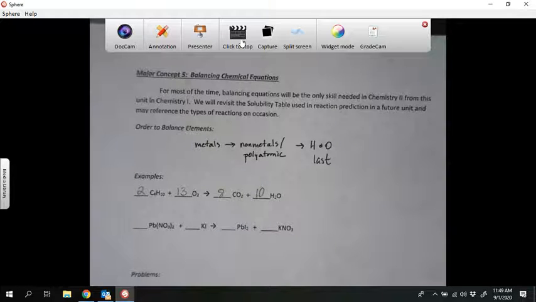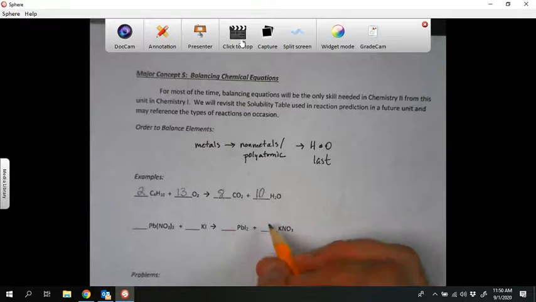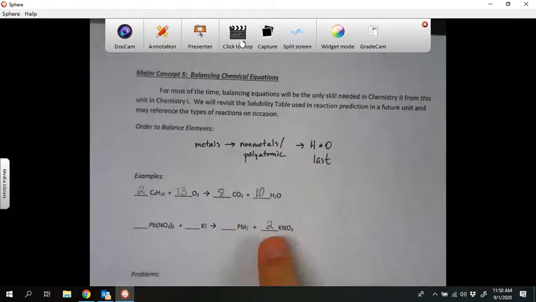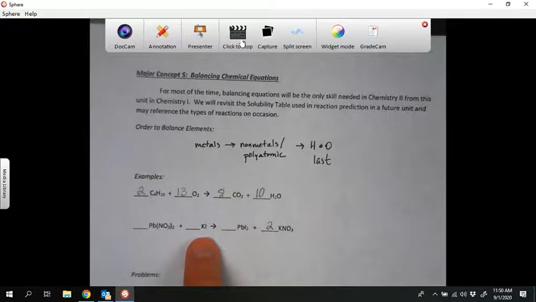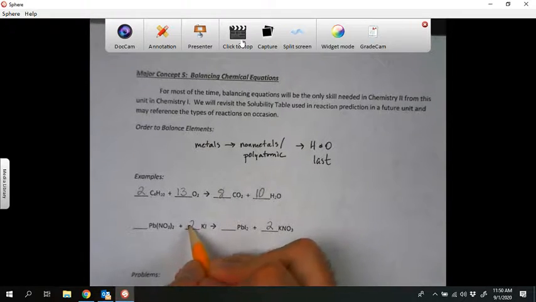So if we look at this, our Pb's are balanced as written. Our K's are balanced as written. But since NO3 appears as a polyatomic on each side, we can treat it like a unit. We have 2 NO3's on this side, so if I put a 2 in front of here, that gives me 2 NO3 groups on this side. Our I's are not balanced. We have 1 I on this side and 2 I's on this side, so we need to put a 2 in front of the KI.